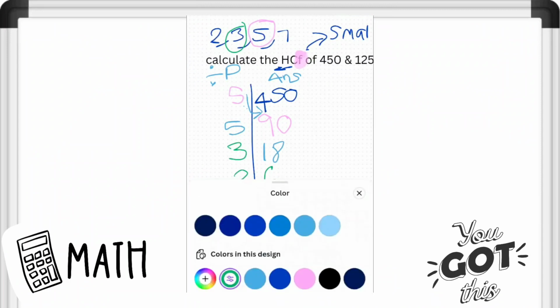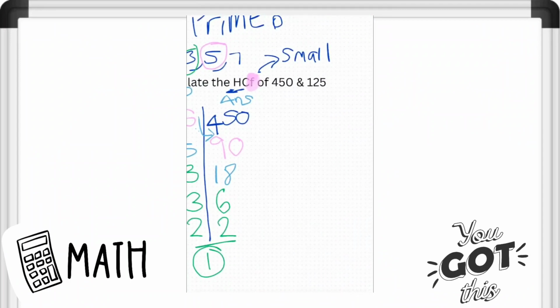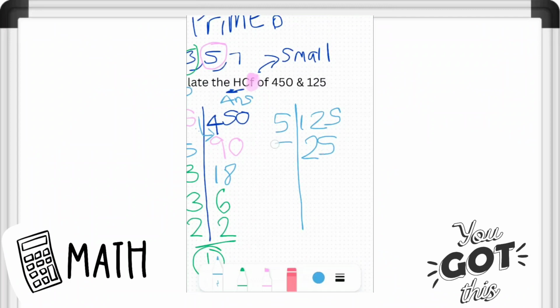Next, I'm going to do the same for 125. So if I write 125, which one of them can go into there? It's 5. I'm left with 25. I put 5 in again, and I'm left with 5. 5 can go into there, and I'm left with a 1. So that is where I stop.